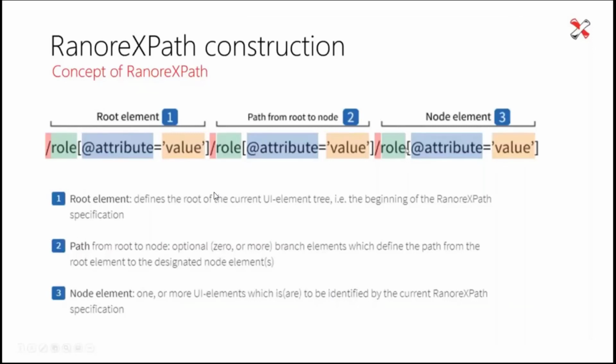Now when it comes to a complete RanorexPath construction, you don't have one element, you have many elements, and the elements always start with a so-called root element at the beginning and a node element at the end, and in between you always have path elements defining the path from the root to the node.